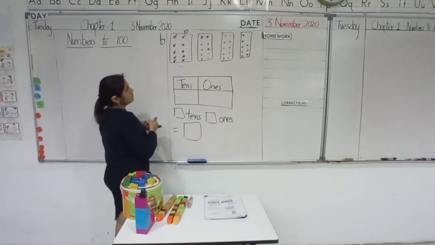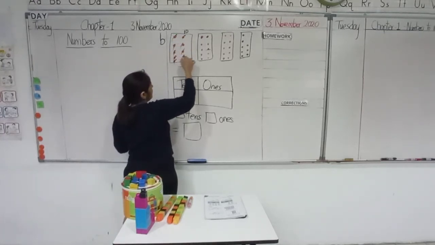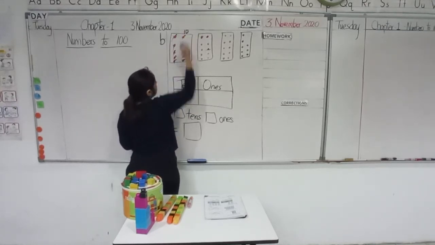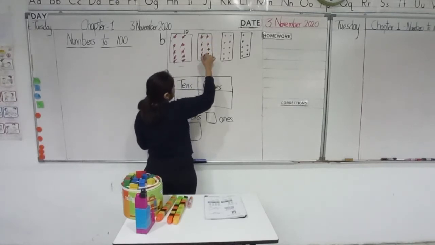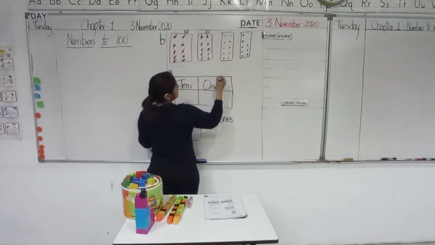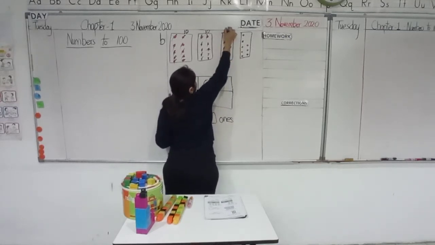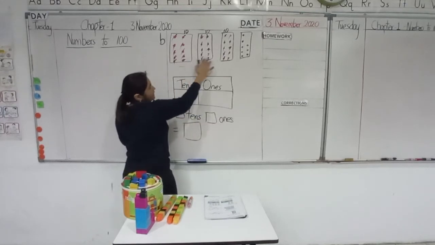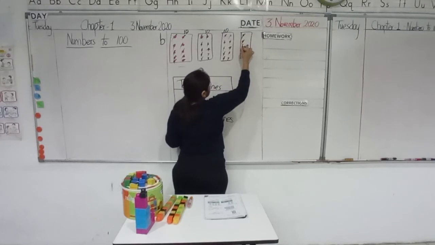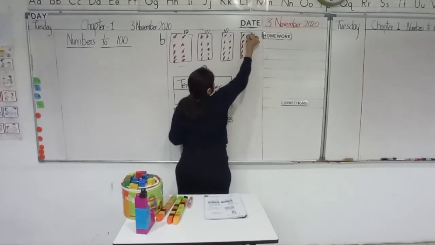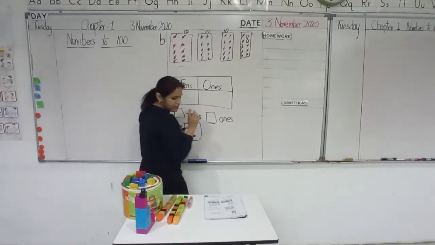Alright, are we ready? So, first one, 1, 2, 3, 4, 5, 6, 7, 8, 9, 10. Write 10 on top. Next count, 1, 2, 3, 4, 5, 6, 7, 8, 9, 10. Another 10. Another 10. So, there I have 3 tens. Now count here. 1, 2, 3, 4, 5, 6, 7, 8. So this is only 8, not 10, that means single units.